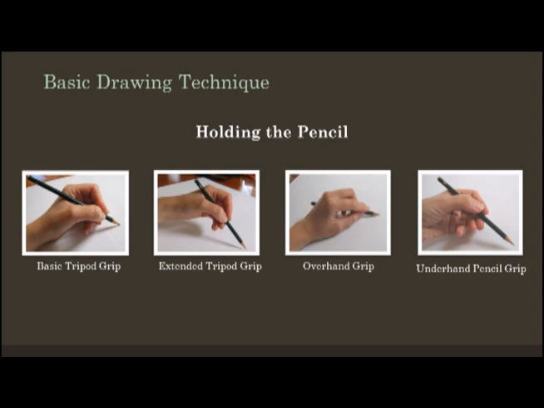So this method is used the same as holding the basic tripod, and a triangle formed by the thumb, forefinger, and the middle finger, but the grip rests further up on the pencil. So instead of holding the pencil near the bottom or near the tip, you are going to hold it somewhere in the middle, right?